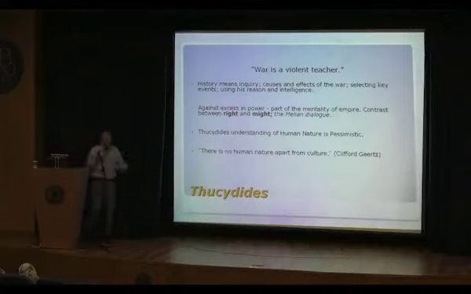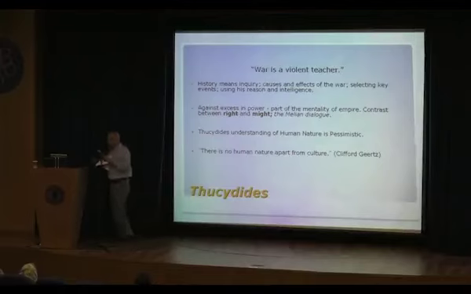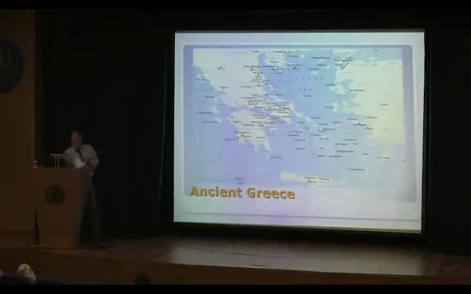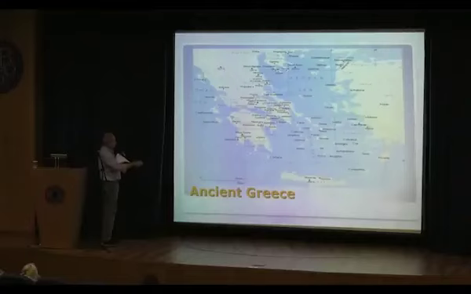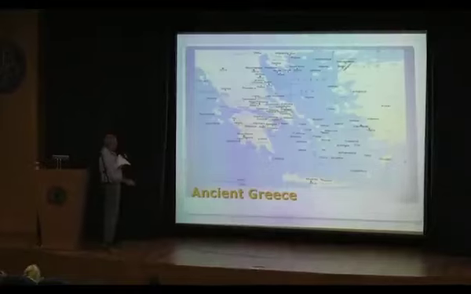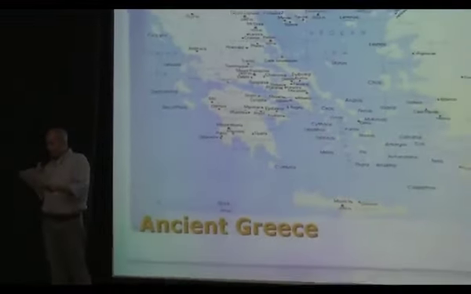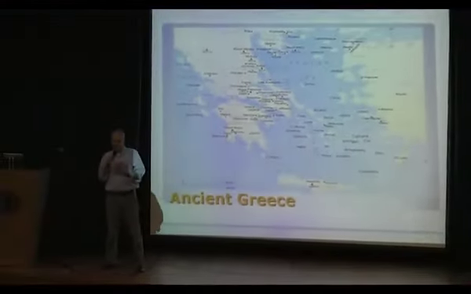Now we move to a historical genre, a book about the Peloponnesian Wars. These are the Peloponnesian Wars, between Sparta and Athens, and we'll say why in a minute. It was written by Thucydides, 450 to 395 BCE, before our common era.